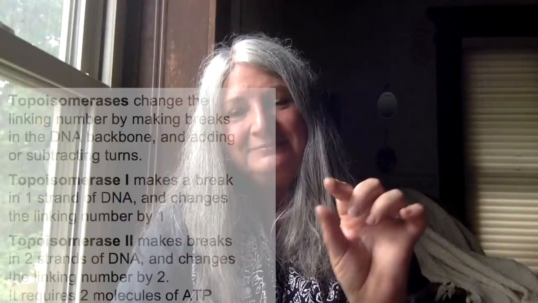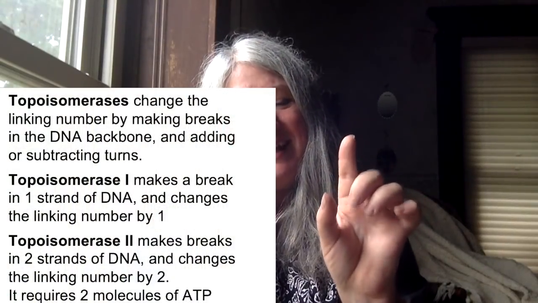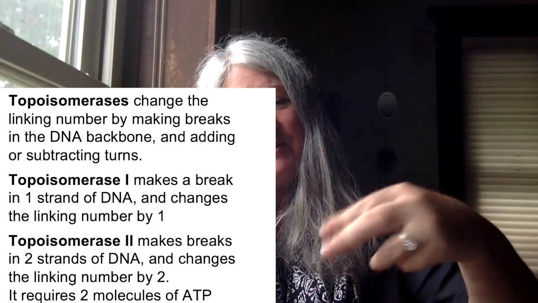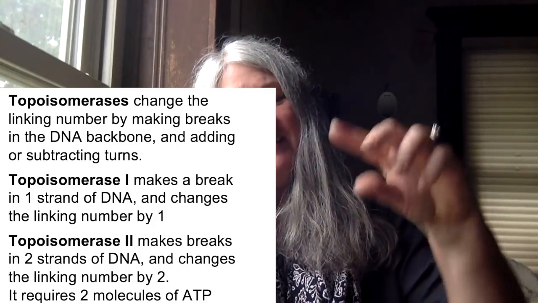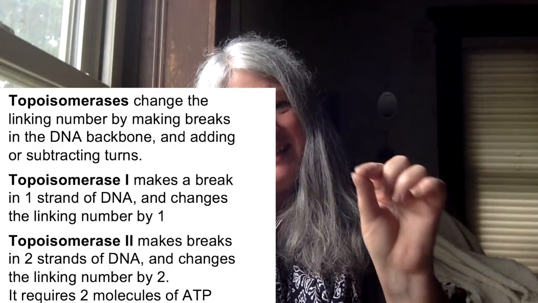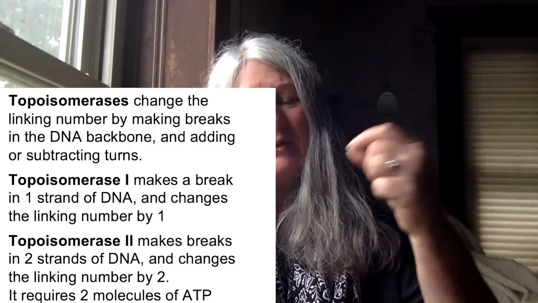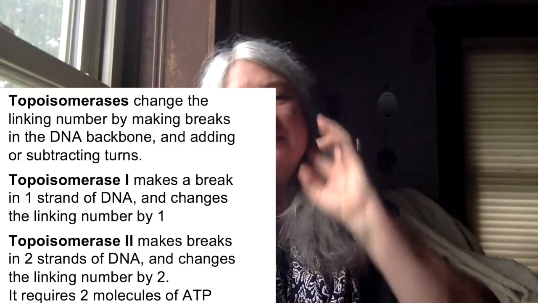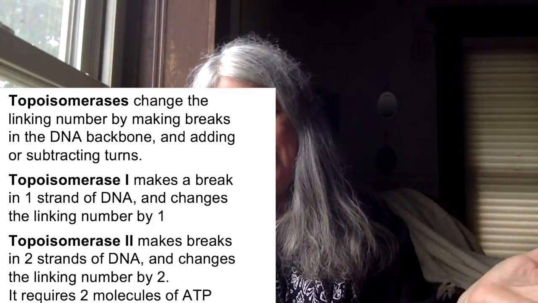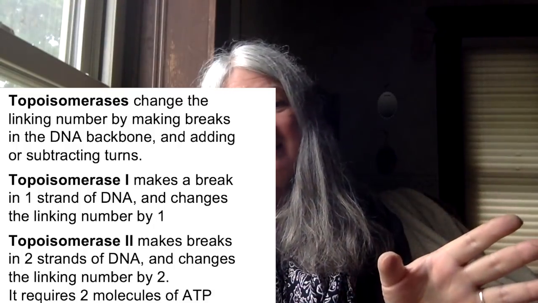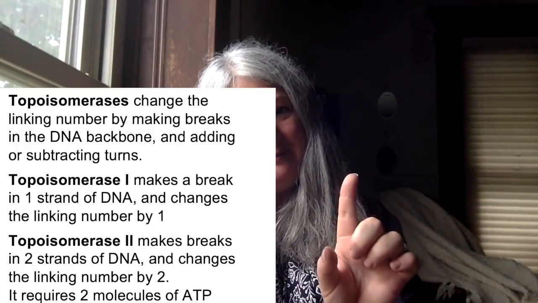Okay, so we talked about topoisomerases. There are 2 major classes, and lucky for us, when they named these things, they did it the right way. Topoisomerase 1 cuts the DNA once in one strand, and it uses the tension that's already in the DNA to unwind the DNA and change the linking number by 1. So either adding a linking number or subtracting a linking number. And there are different topoisomerase 1s that either add or subtract a linking number. So no ATP is needed for topoisomerase 1.